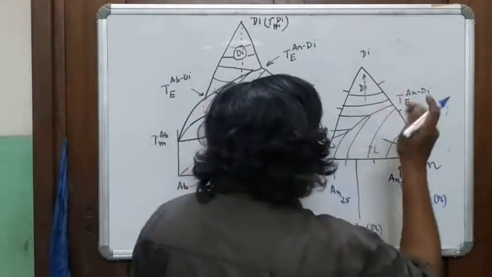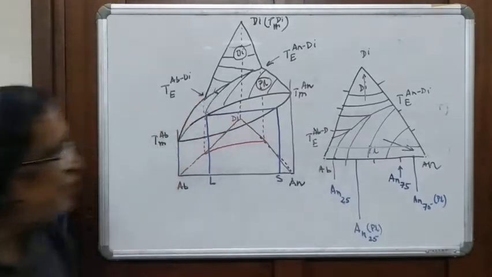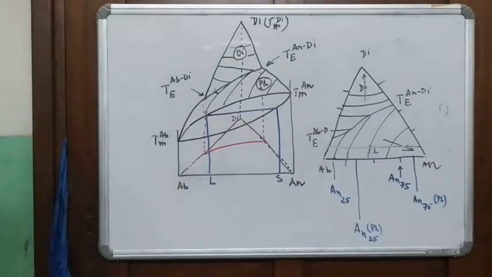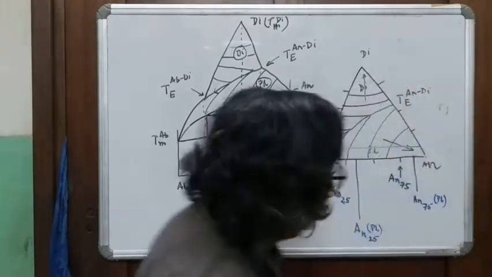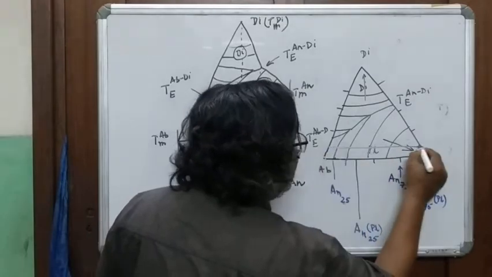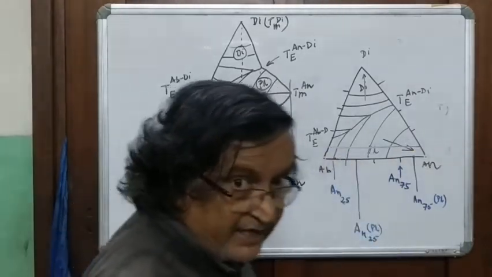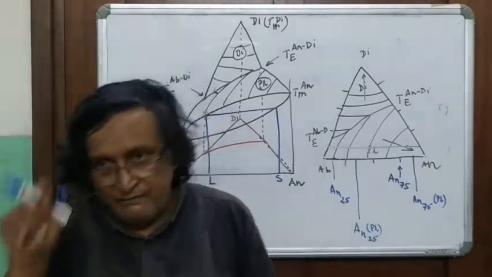Say, for example, you have added some amount of diopside and then your composition should lie here. Then what will you do? Here, the composition of the melt is very easy to find out on this line. But what will be the composition of the solid plagioclase?